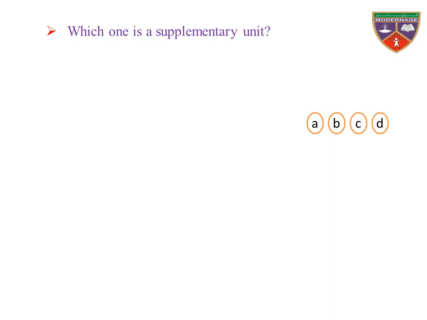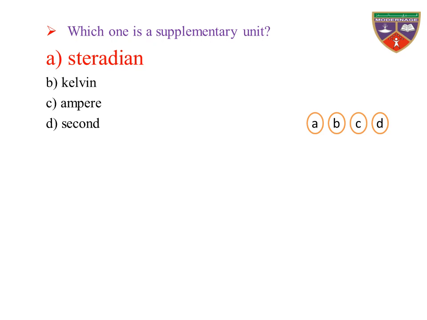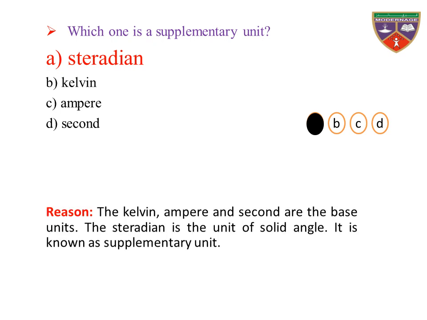Which one is a supplementary unit? Options: steradian, Kelvin, ampere, second. The key is steradian. Hence, the option A is correct. Reason: the Kelvin, ampere and second are the base units. The steradian is the unit of solid angle. It is known as supplementary unit. Hence, steradian is a supplementary unit.